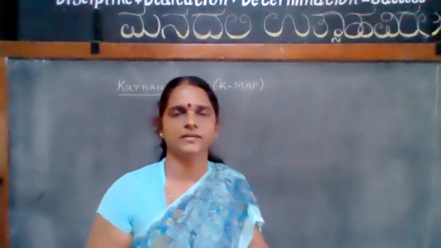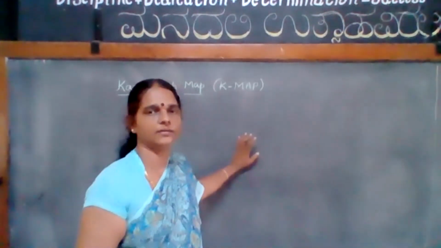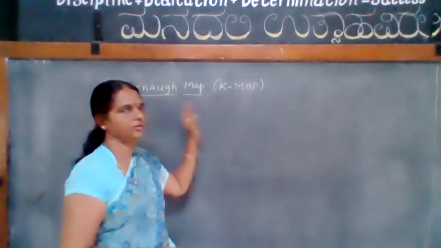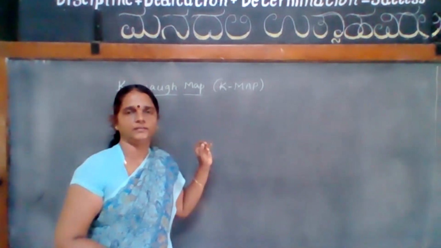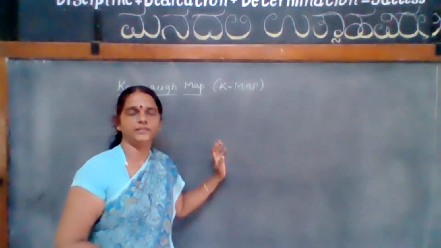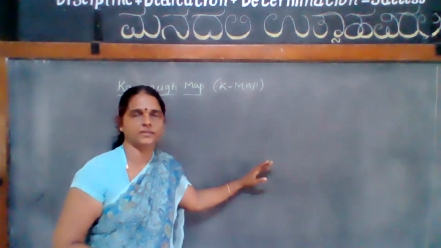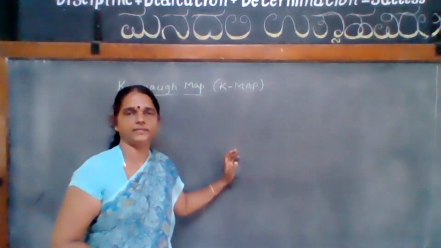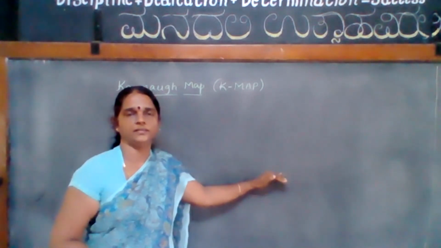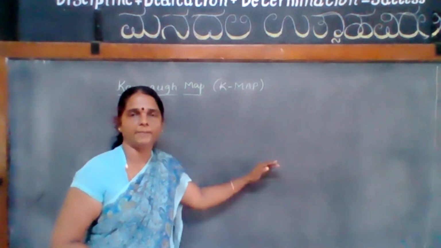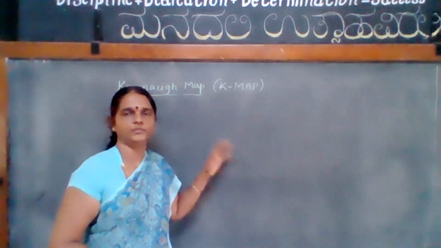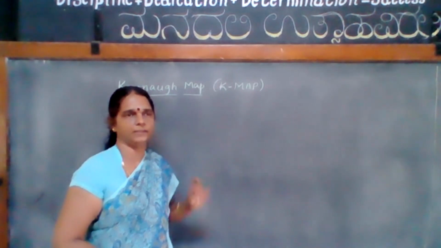Next topic is Karnaugh map, or it is also called K-map. Karnaugh map or K-map. This is a table form to represent the minterms or the maxterms, and by using that, any Boolean expression can be expressed in a K-map, and we can easily simplify any Boolean expression using a K-map.